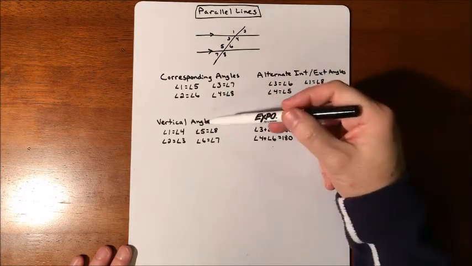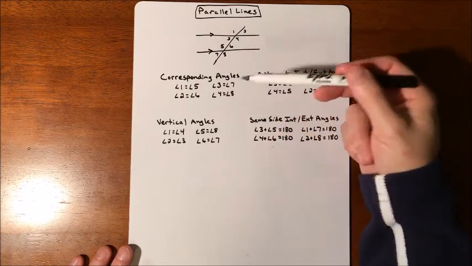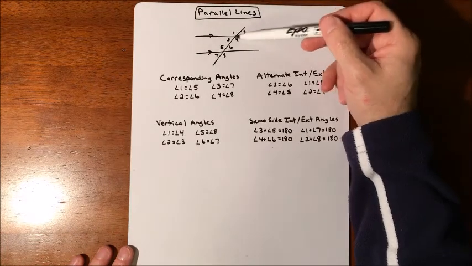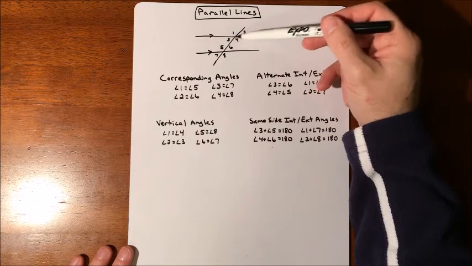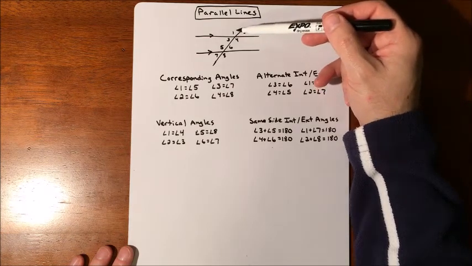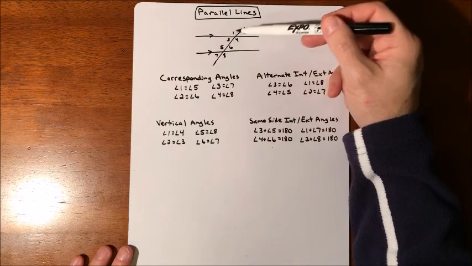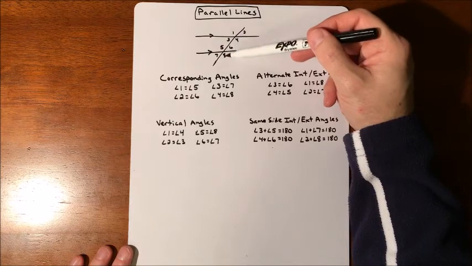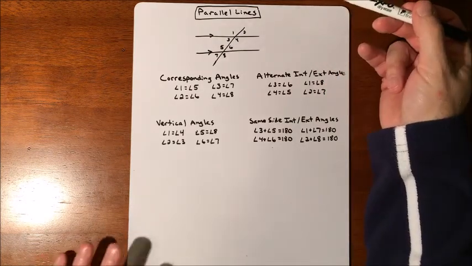The last piece of them equaling each other is vertical angles, which actually don't have anything to do with parallel lines. They are just in this group of 4. 1 and 4 are across from each other, 2 and 3 are across from each other. They're equal to each other. So 5 and 8 are equal, 6 and 7 are equal. So those are all the equal relationships that you have.